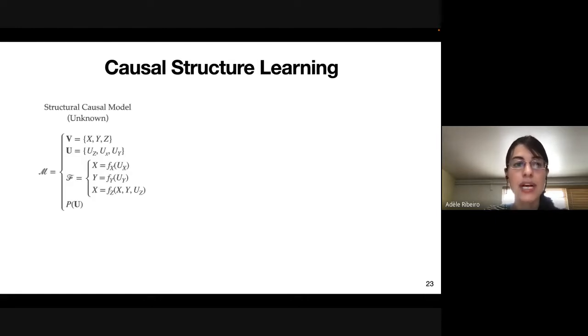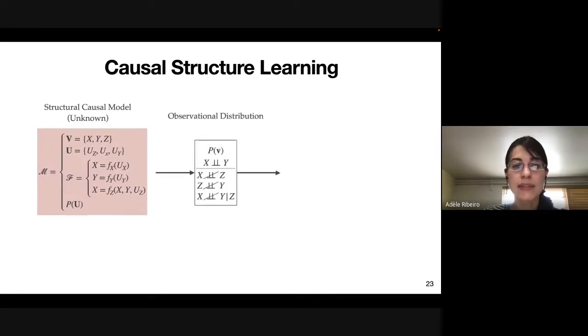So for example, for a structural causal model, we don't know it, but it induces some observational distribution. If we collect the data in a passive way, so we are not running any experiment, any trial, we are just collecting observational data, we can compute the observational distribution using classical methods in statistics. And one thing that we can read from this data are marginal independencies and conditional independencies.